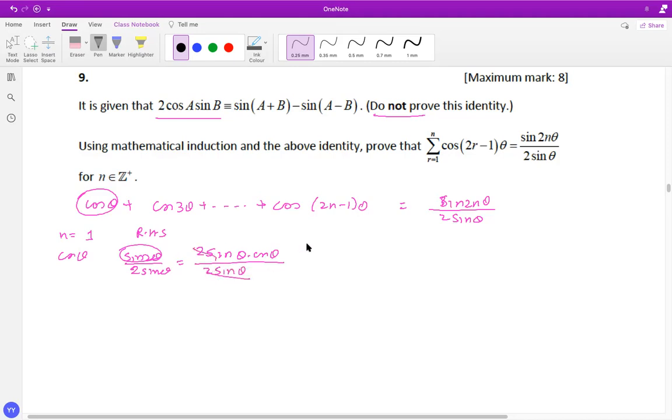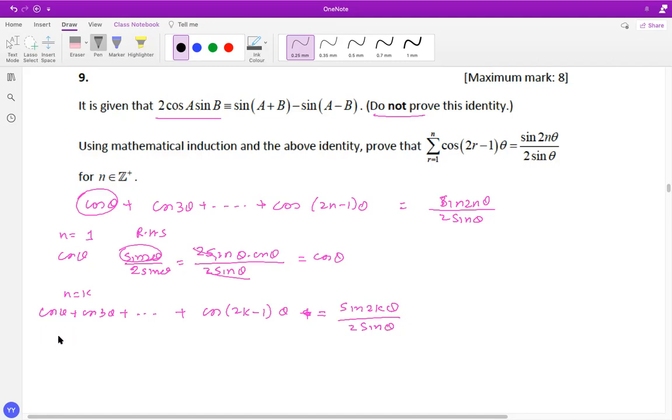So this cancels out and you get cos theta as the answer. Now the next step is to assume n equals k is true. So that gives us cos theta plus cos 3 theta and so on, plus cos (2k minus 1) theta, which should be equal to sine 2k theta over 2 sine theta.